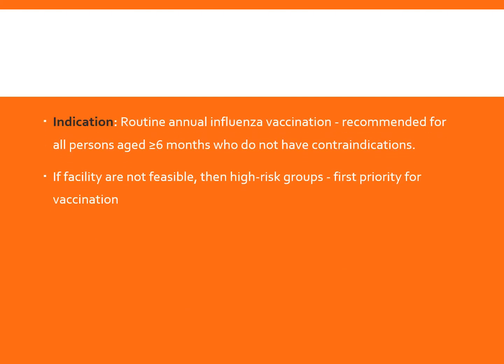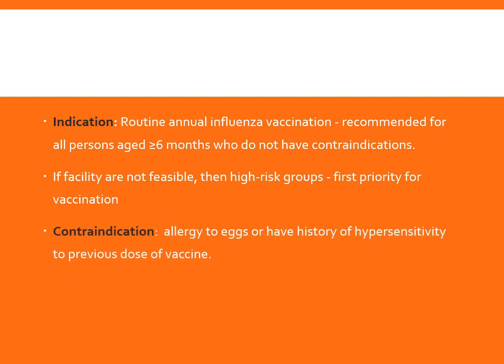What is the indication? Routine annual influenza vaccination is recommended for all persons aged more than 6 months who do not have any contraindication. But in our country we have a big population, so we can go for the targeted high risk group, those persons who are at high risk of influenza infection, like neonates, old age, or those having any chronic disorder. They can be given priority for vaccination.